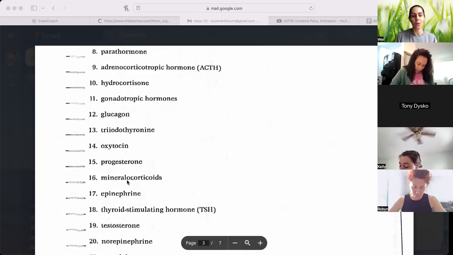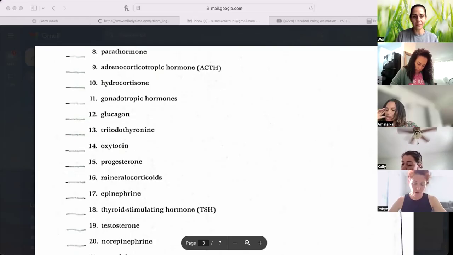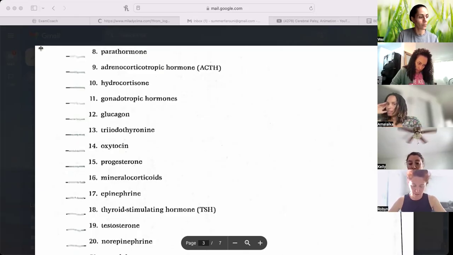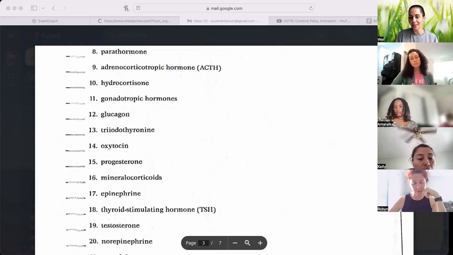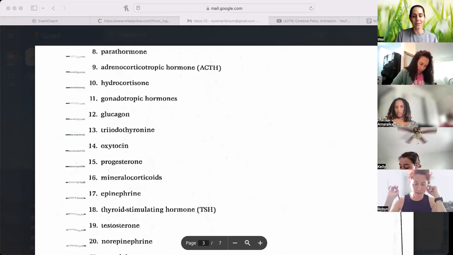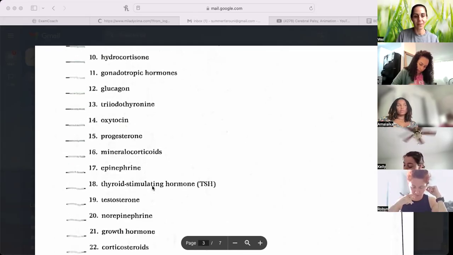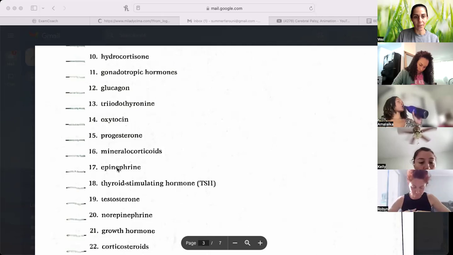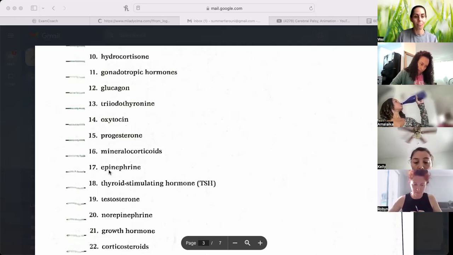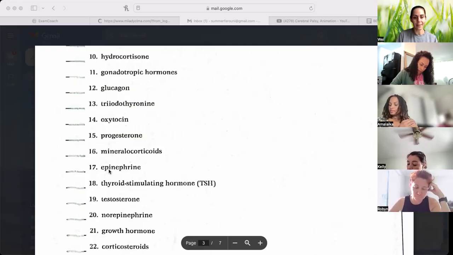Mineralocorticoids, which they might have a different name for them. Adrenal cortex. I had to Google that one. I don't know if it's in the graph in the book. Who looked it up? I did. I got the adrenal gland cortex, A. Correct, Amanda. Epinephrine. B, adrenal medulla. Medulla, yes.